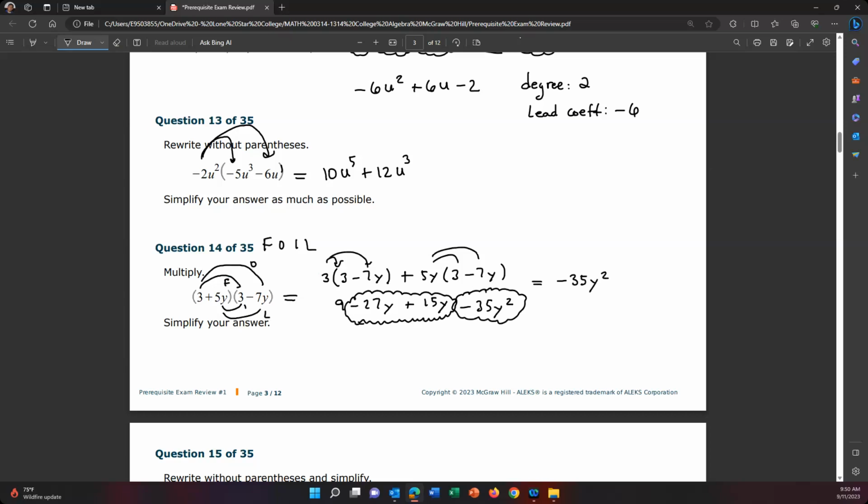So here we have a negative 27y plus 15y. That becomes negative 12y's. And then the lonely plus 9 at the very end. What is the degree? Not that this question is asking for this, but nothing wrong with reinforcing that skill. The degree is 2, and the leading coefficient is negative 35.